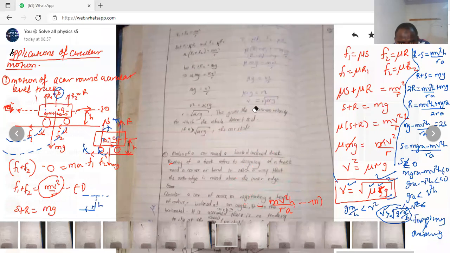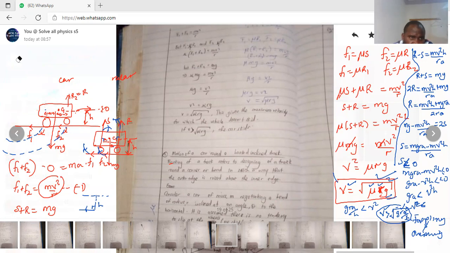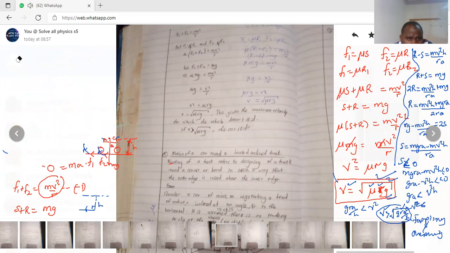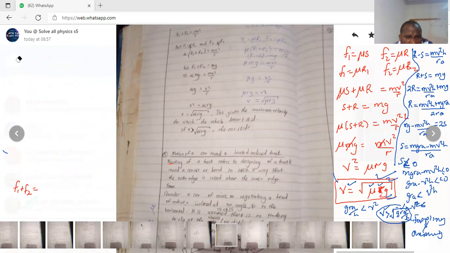Case 2 says, when we have motion on an inclined plane, and I told you this is what we call a banked road. So, motion of a car around a banked inclined track. In this sense, banking of a track refers to the designing of a track around a corner or a bend in such a way that one edge is raised over another. They can ask you to define banking. What is banking? The definition for banking is there.